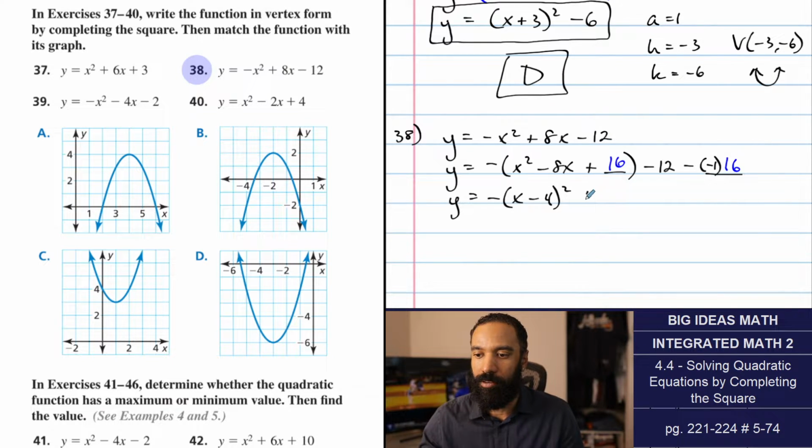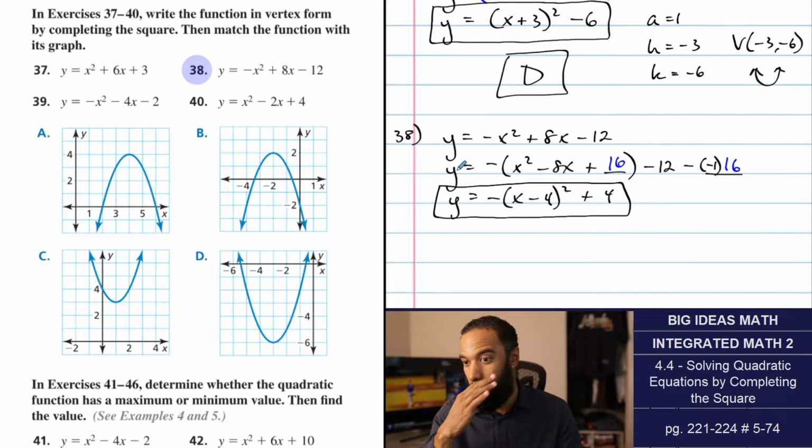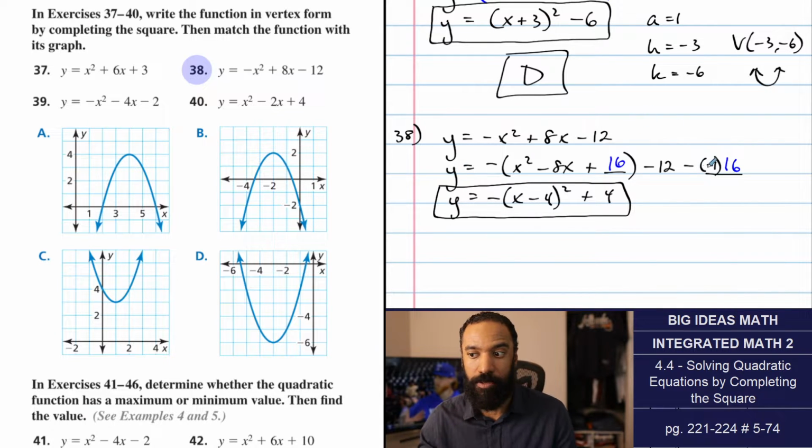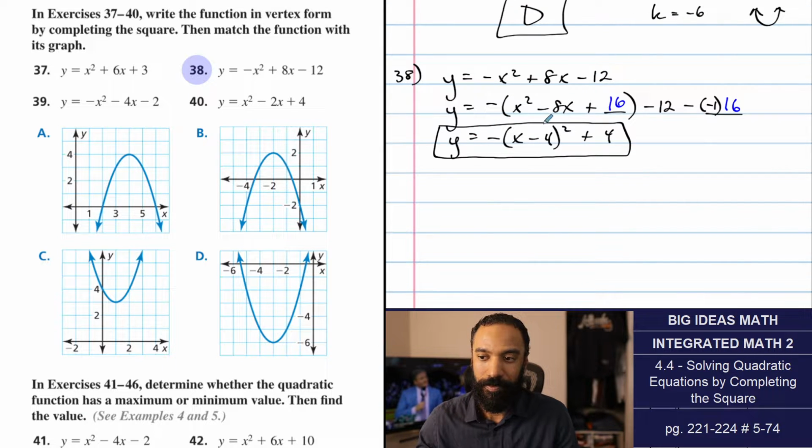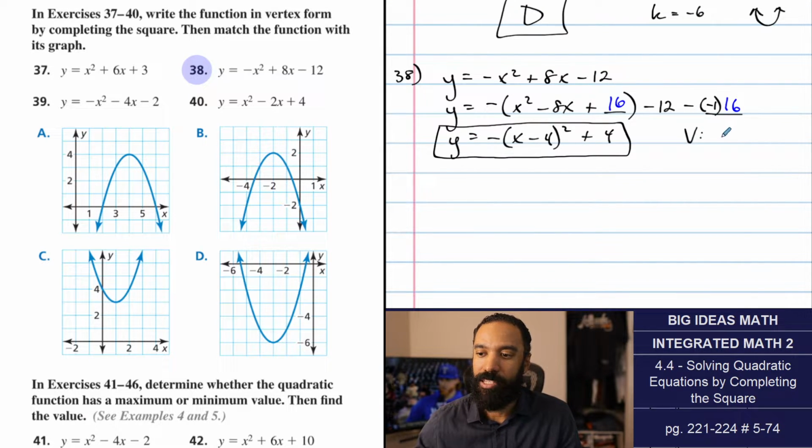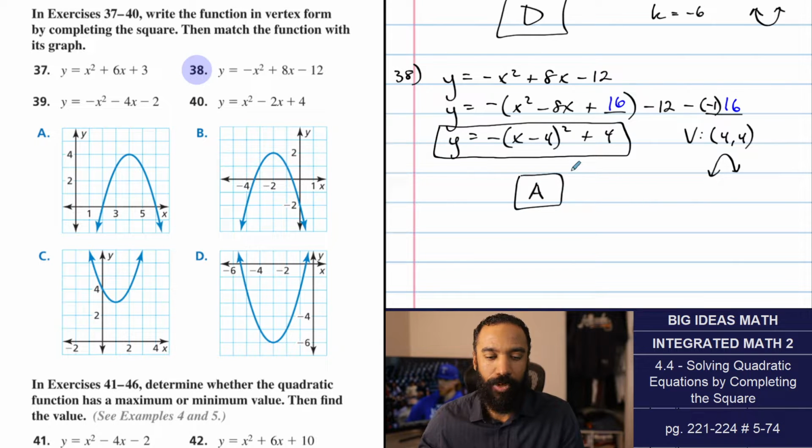And I don't know if that's more confusing than not as far as how I write it versus how the book will write it. The book kind of just skips the step in saying what you distribute, so I wouldn't say it's any worse. All right, this vertex is at 4, 4, and the graph goes upside down because a is negative, so let's find that. Looks like graph A. Graph A does that trick.